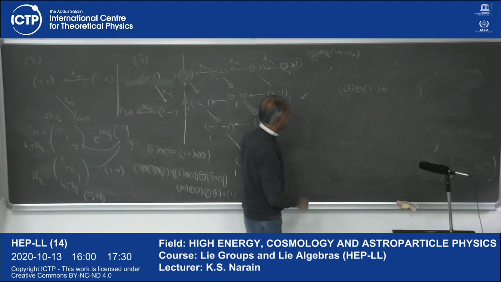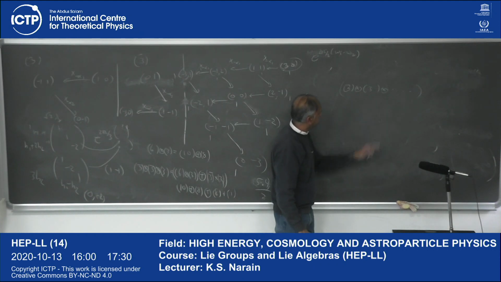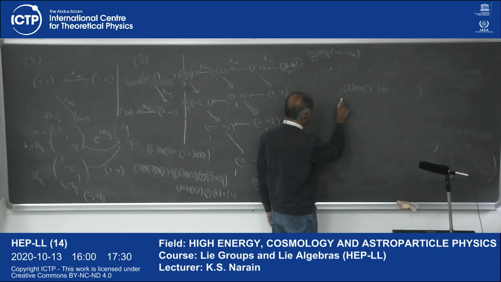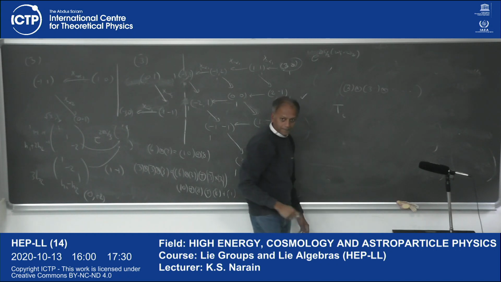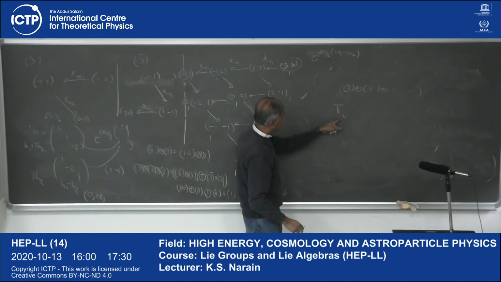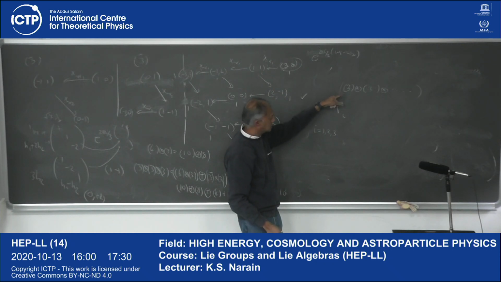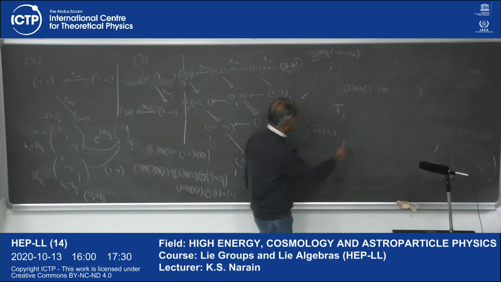So now this object, I can think of it as a tensor. This is a 3-dimensional representation. So there are 3 states here, and I will label them by I. So I goes from 1, 2, 3. I is 1 for one of the states, I is 2 for the second state, I is 3 for the third state.